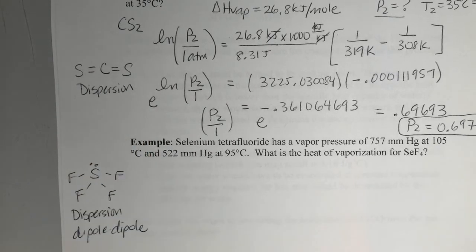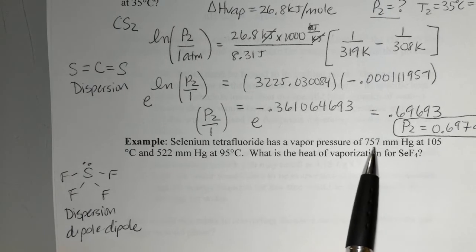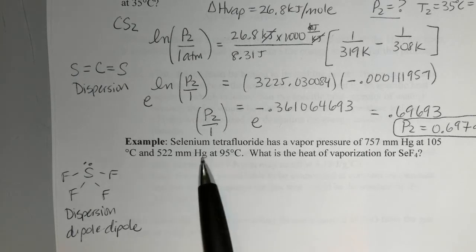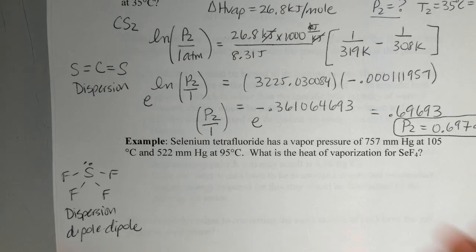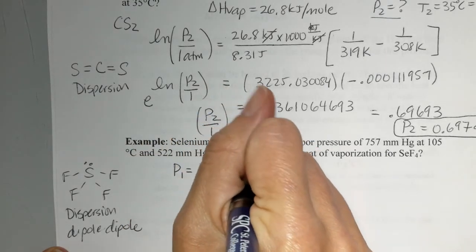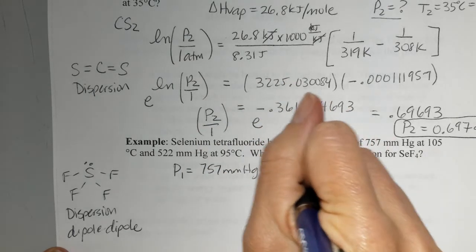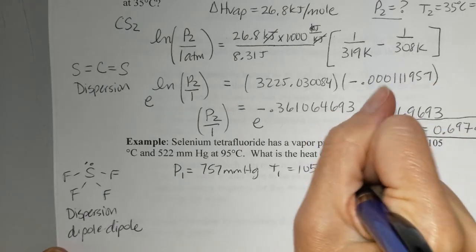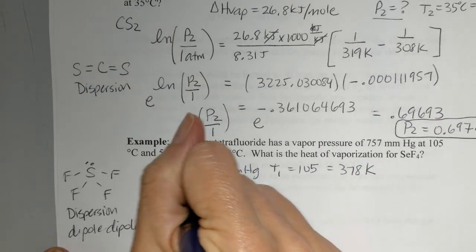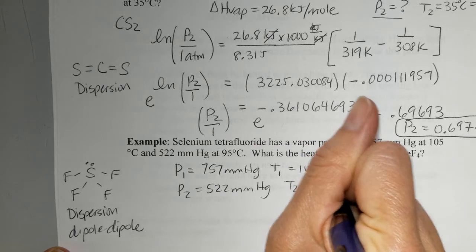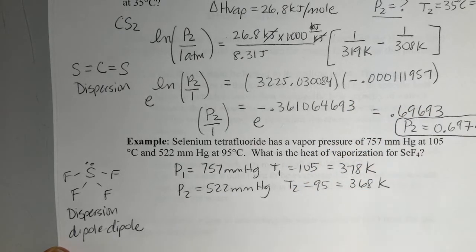All right, so the question here says we've got a vapor pressure of 757 millimeters of mercury at 105 C and a lower 522 millimeters of mercury vapor pressure at 95 degrees C. What is the heat of vaporization? Okay. So first thing I'm going to do is say, I got a P1 of 757 millimeters of mercury when T1 is 105 Celsius, but of course we always add our 273 to get to Kelvin, so we really have 378 Kelvin. Our P2 is 522 millimeters of mercury when T2 is 95 degrees Celsius, or 368 Kelvin.